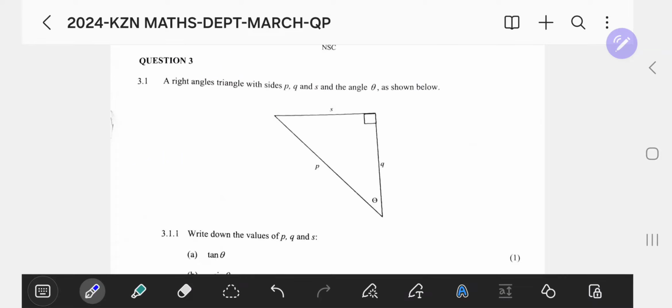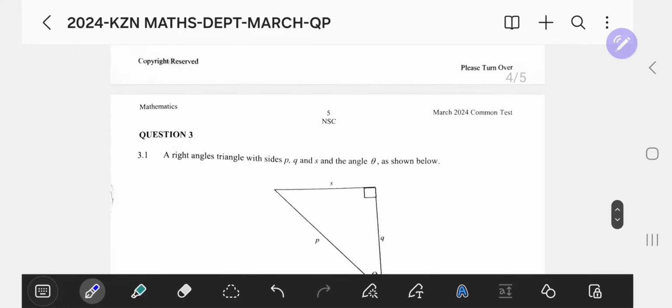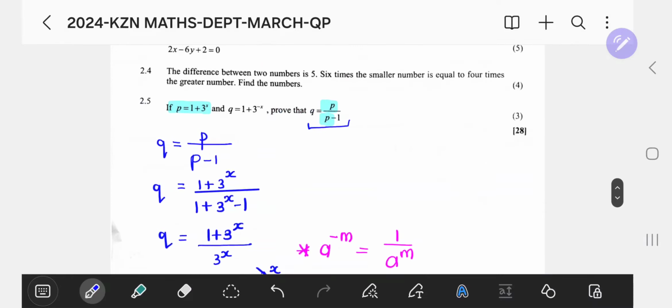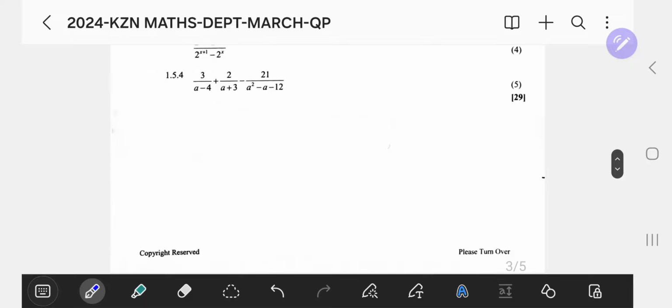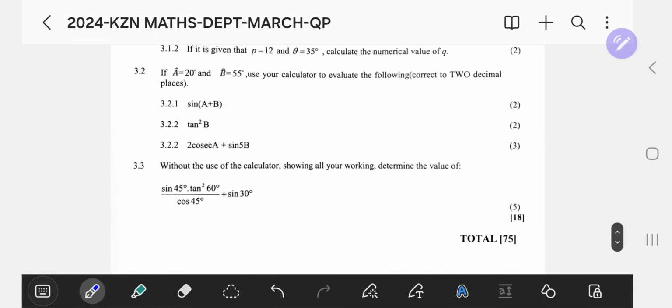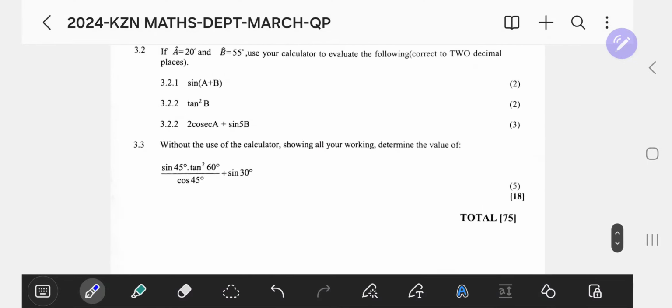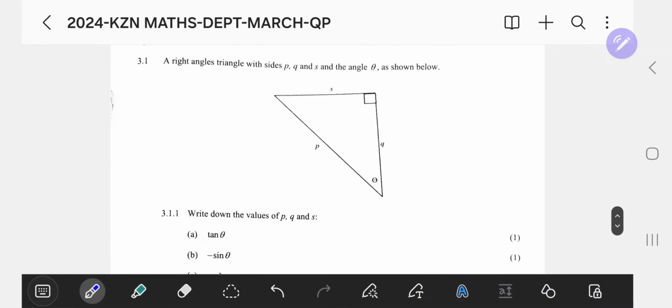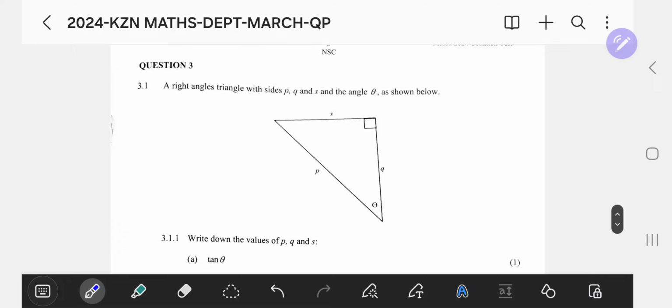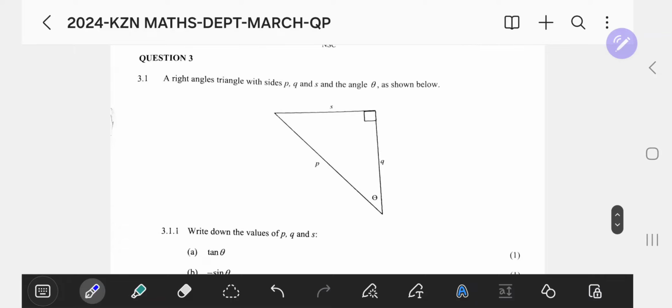Now we are on to trig. That is our question 3. So notice the format of this paper. You had question 1, which was algebra, as well as question 2. So algebra actually covered the bulk of the paper. Question 2 was 28 marks. Question 1 was 29 marks. And trig is only 18. So please make sure that you revise over your algebra, because that is the bulk of your paper.